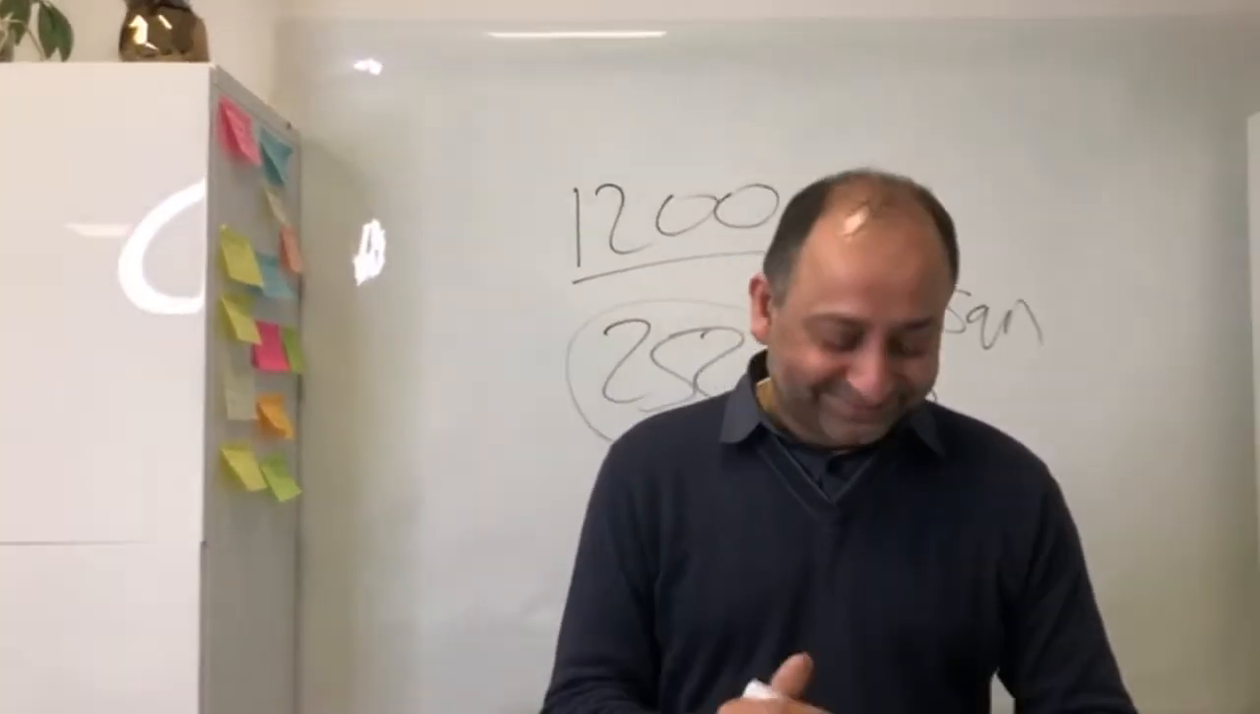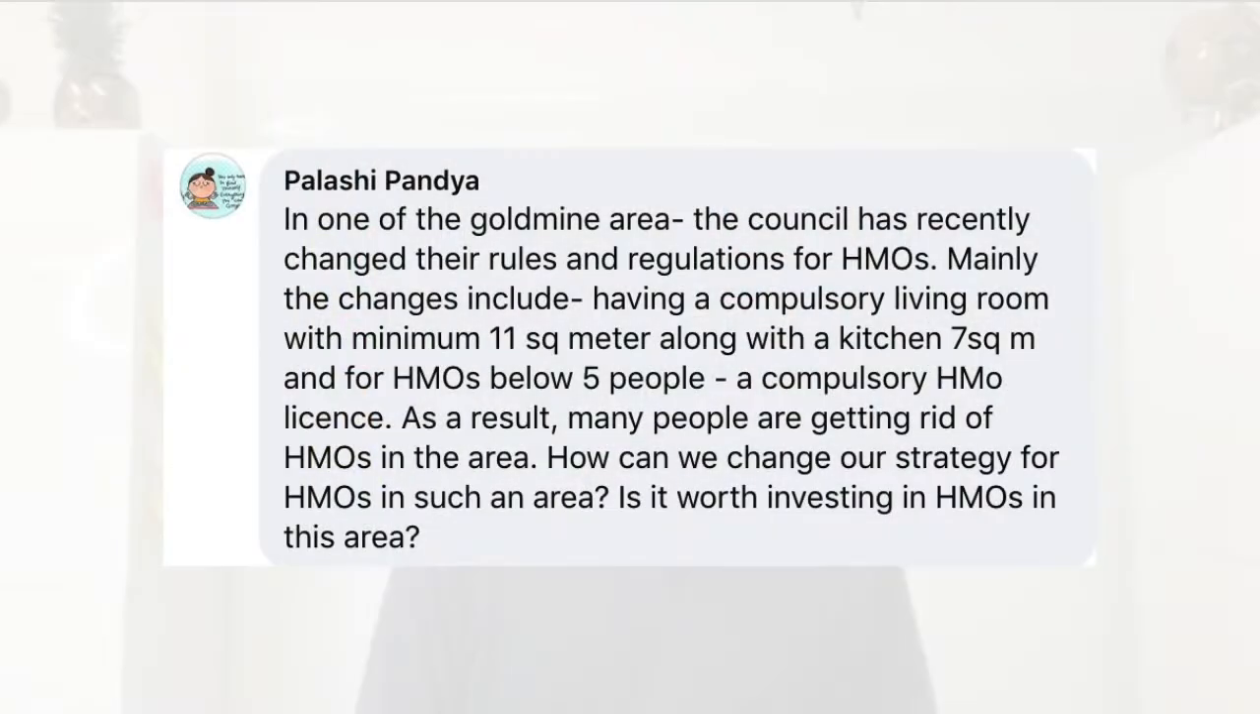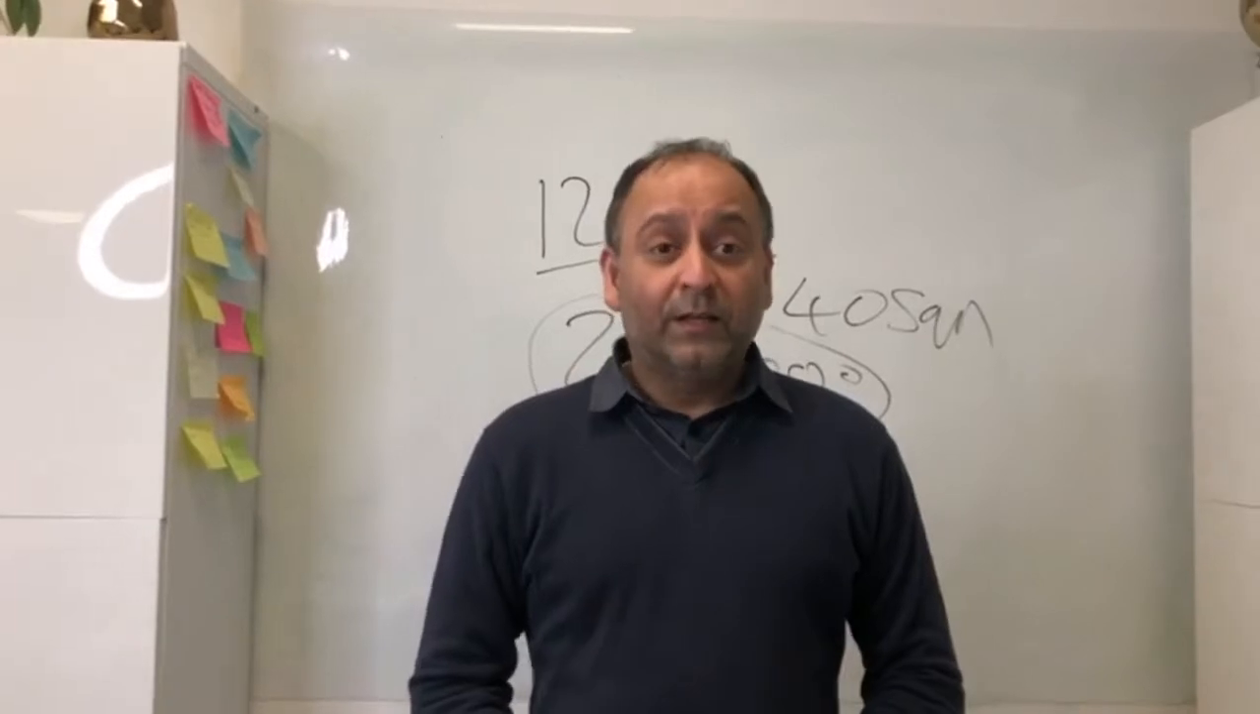Next question. Okay, so Palashi says, in one of the gold mine area, the council has recently changed their rules and regulations for HMOs. Mainly the changes include having a compulsory living room with minimum 11 square metre along with a kitchen of 7 square metre, and for HMOs below 5 people, a compulsory HMO licence. As a result, many people are getting rid of HMOs in the area. How can we change our strategy for HMOs in such an area? Is it worth investing in HMOs in this area?